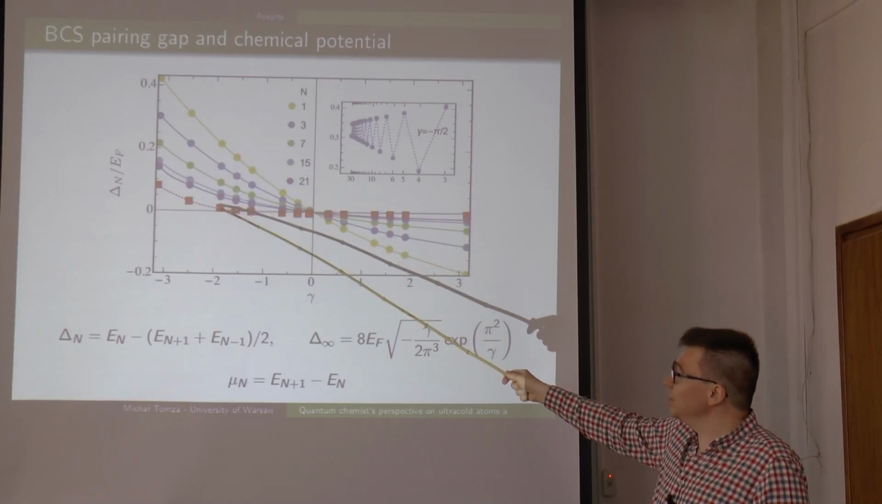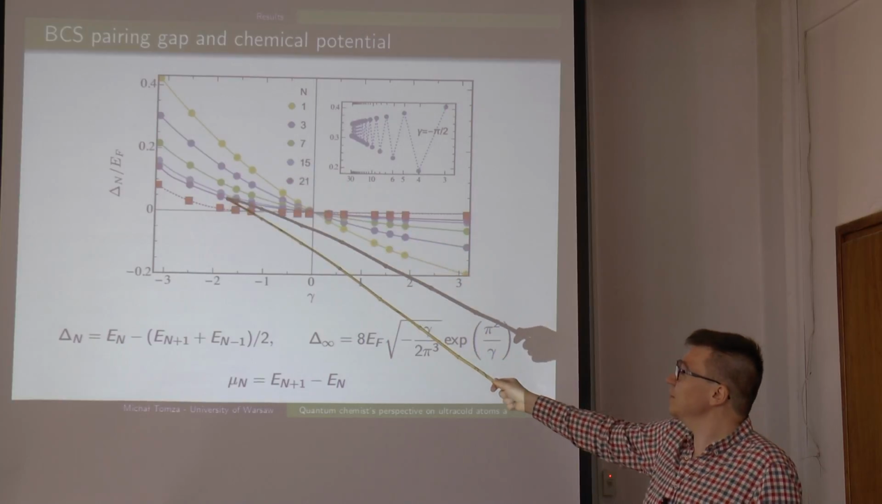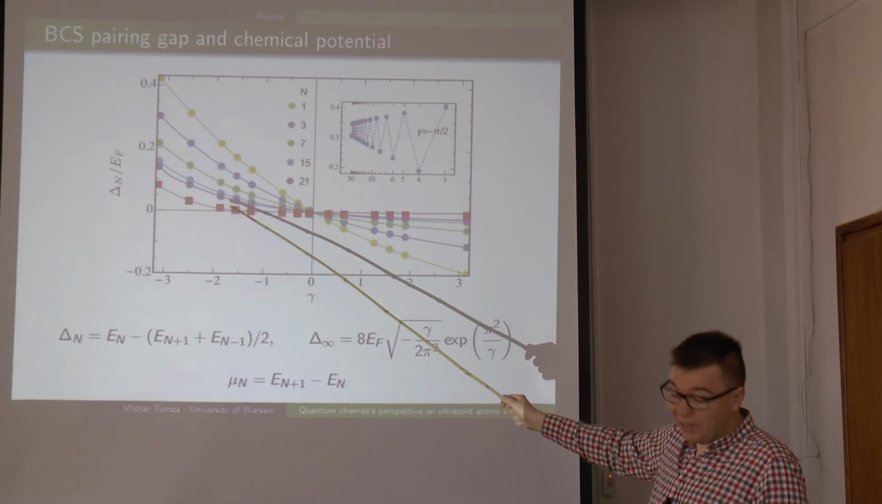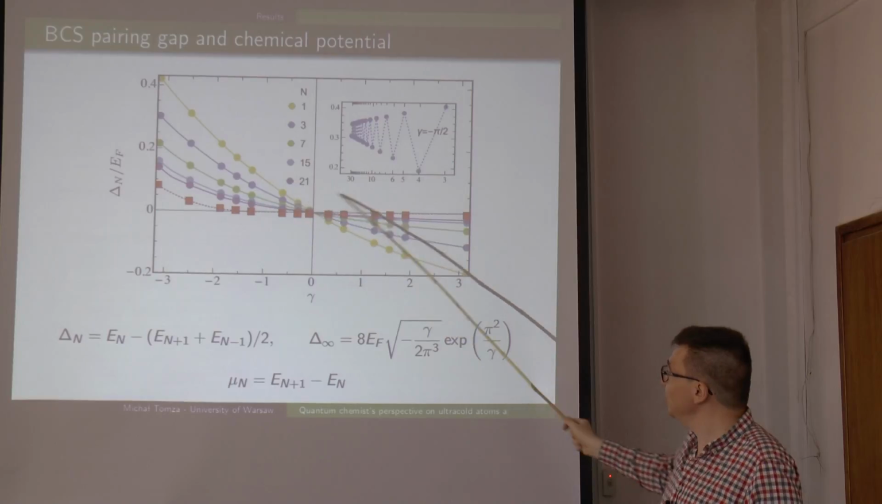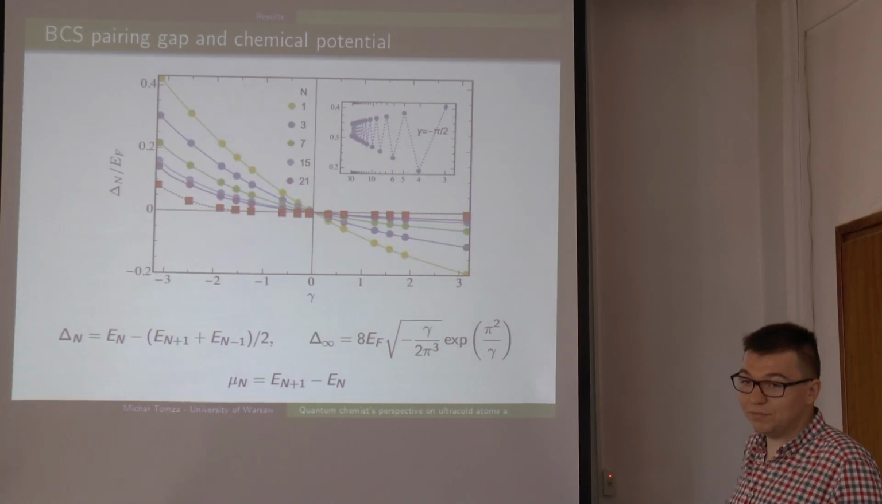Now the convergence to the thermodynamic limit is much slower because we need a much larger number of particles, and we are still far away. But these red squares are the results of extrapolation from our numerical results, and we see that they perfectly agree with the analytical solution for the thermodynamic limit.